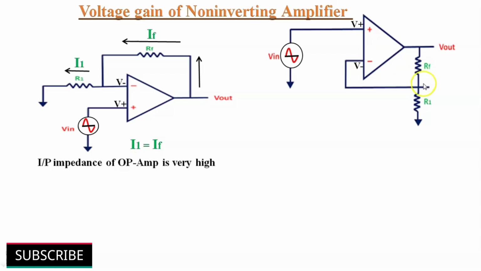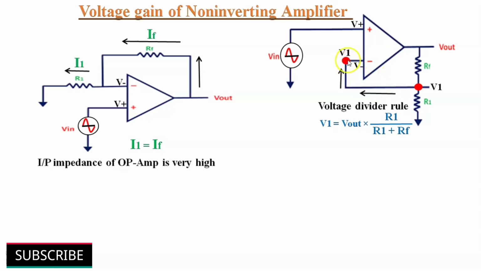The series combination of resistors acts as a voltage divider circuit. The voltage drop across resistor R1, or at this point, is, let's say, V1. To find V1, we use voltage divider rule. So V1 is equal to total voltage across both resistors, that is Vout, multiplied by R1 divided by total resistance, that is R1 plus RF. So V1 is equal to Vout into R1 by R1 plus RF.